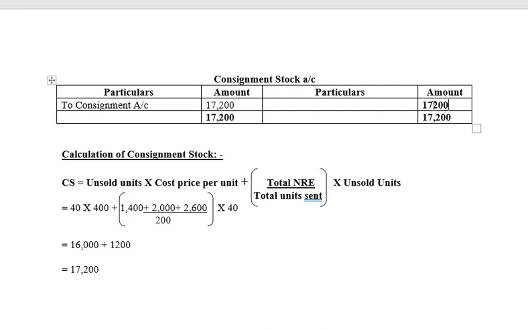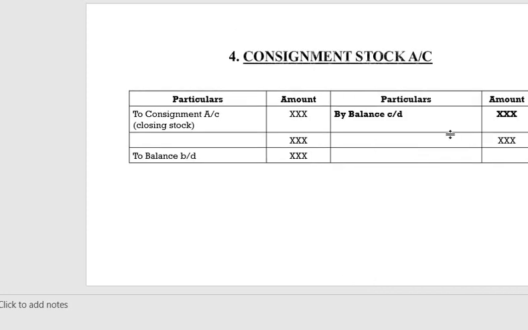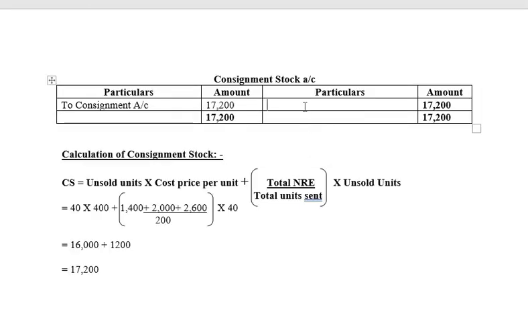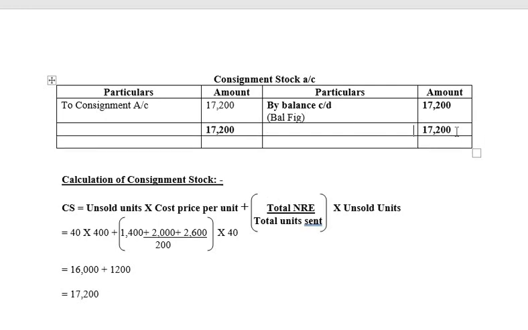17,200. And what will this balance represent? Look into the pro forma what we have prepared. Consignment stock account, balance of consignment stock account will represent as by balance carried down. So write down here as by balance carried down in the bracket balancing figure, close the bracket.